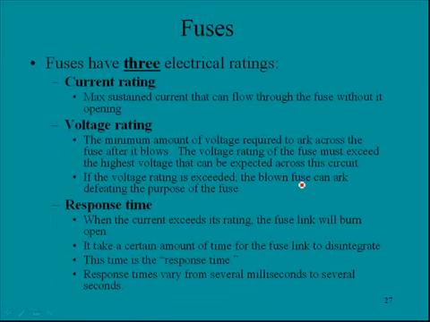Fuses have 3 electrical ratings, and we're going to look at current ratings, voltage ratings, and response time. First of all, current rating: the max sustained current that can flow through the fuse without it opening. The voltage rating: the minimum amount of voltage required to arc across the fuse after it blows. Notice that is after it blows. The voltage rating of the fuse must exceed the highest voltage that can be expected across the circuit. If the voltage rating is exceeded, the blown fuse can arc, defeating the purpose of the fuse.